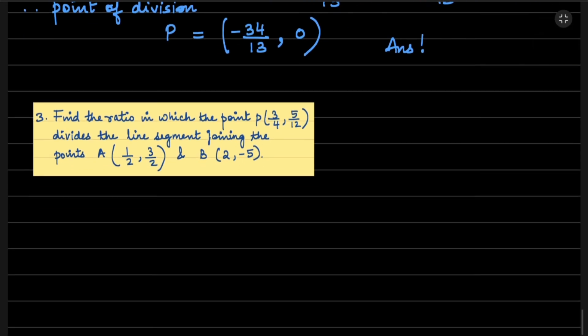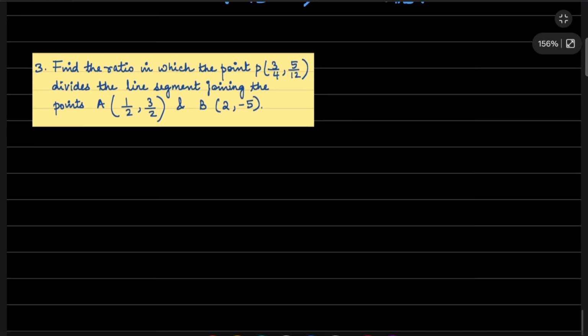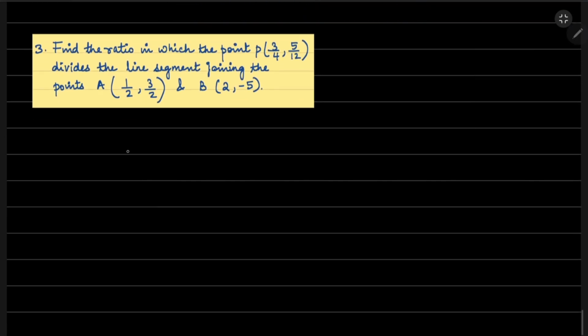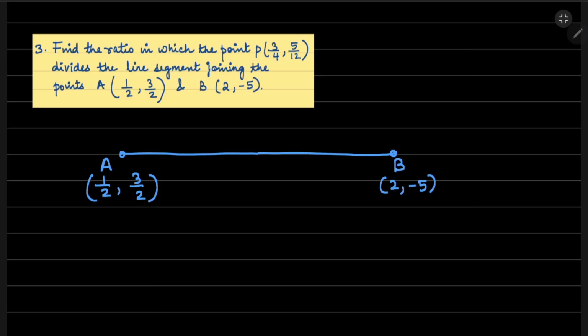Find the ratio in which the point P, which is given by 3 by 4 comma 5 by 12, divides a line segment joining A and B. So you have the line segment A, that is 1 by 2 comma 3 by 2, and another point B, that is 2 comma minus 5. So you have point P given by 3 by 4 comma 5 by 12. You have to find in what ratio the point P is dividing.